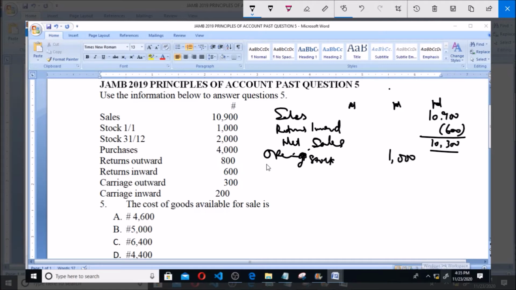We have our purchases. Our purchases is 4,000 naira. We add to purchases our carriage inward, which is 200. This will give us 4,200.